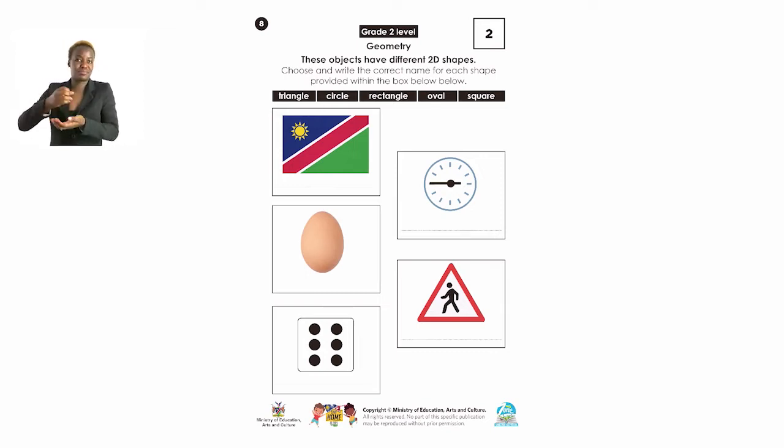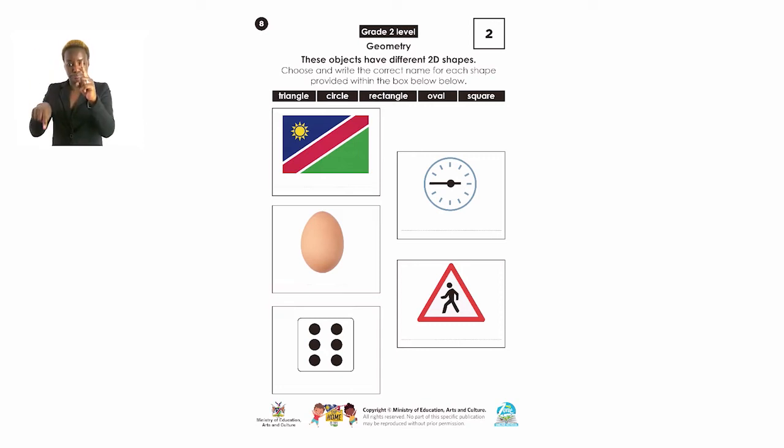Okay. Now, for example, if we have the Namibian flag there, we have different shapes, names of shapes. We have a triangle, a circle, a rectangle, an oval, a square, and all of those are 2D shapes. It simply means when you put them down, they will fall on either side. They won't be able to stand on their own. So we also have to look at the names as well as the sides and the corners of each one of those shapes.